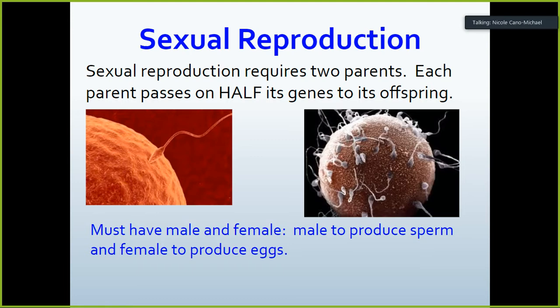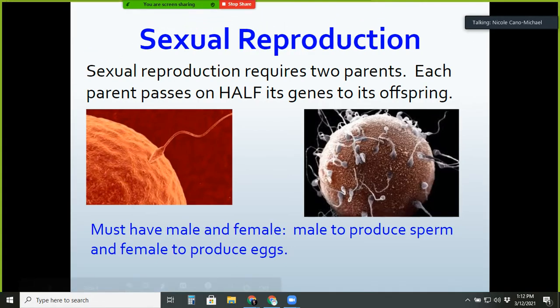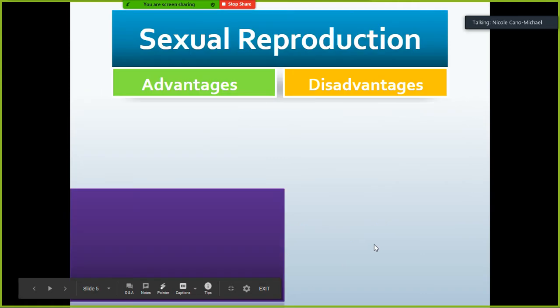All sexually reproducing organisms must have a male and a female. Again, these are male and female gametes. Now, in humans, males make sperm and females make eggs. But again, that is in humans. And obviously humans don't represent every single type of organism that there is.